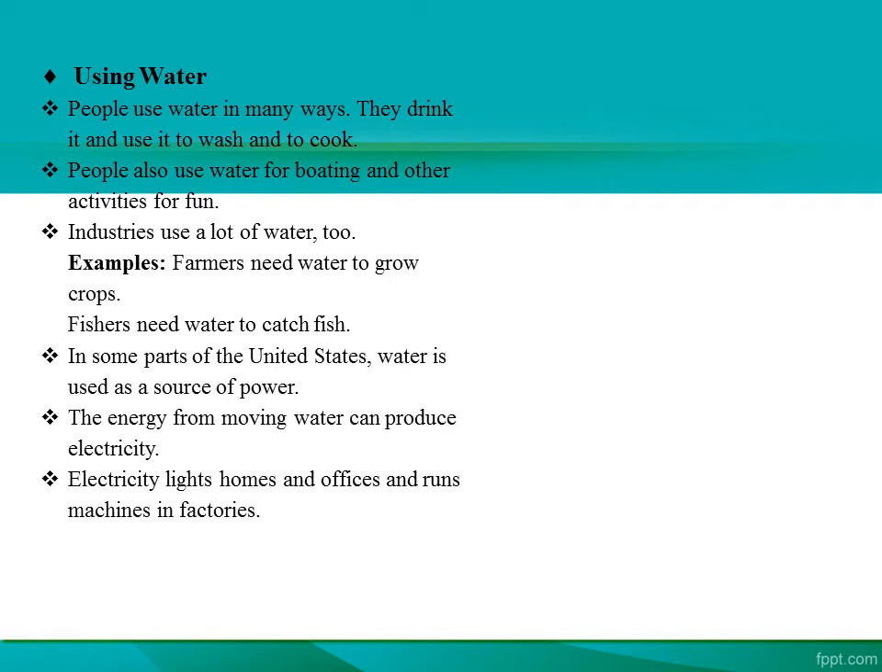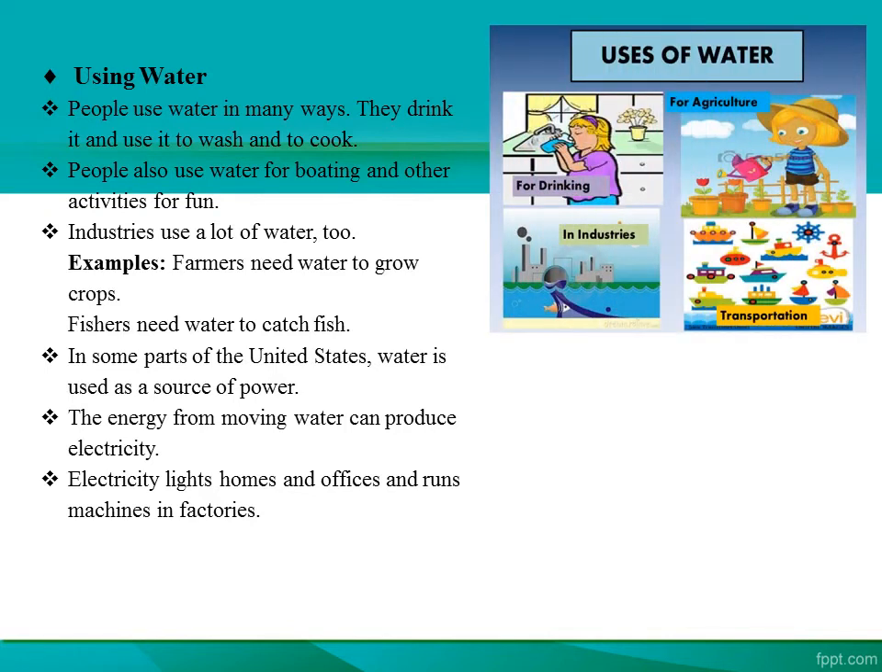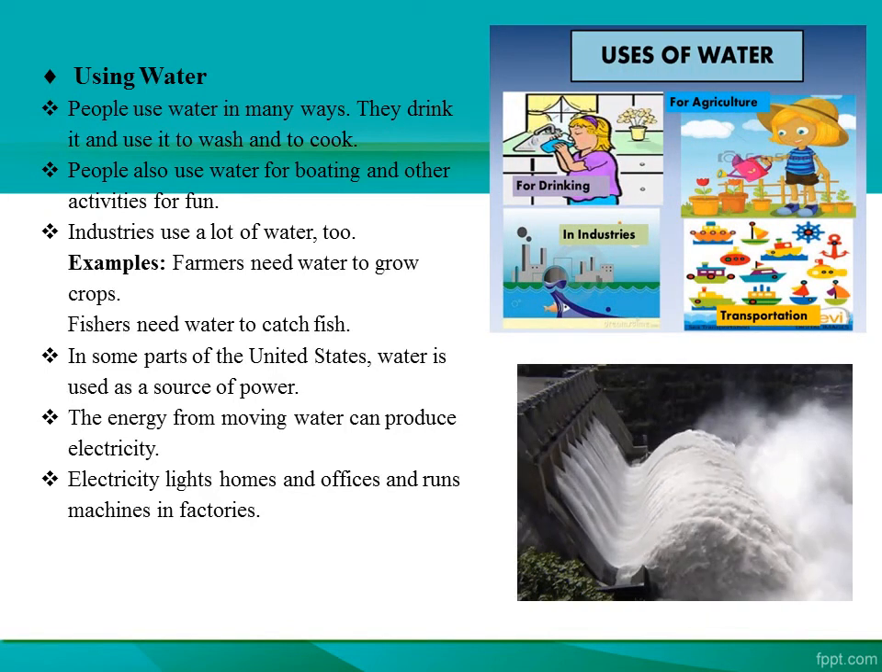For example, it takes about 7,000 gallons of water to make 1 ton of paper. That's the reason we should learn not to waste paper. Okay, look at the examples here. And in some parts of the United States, water is used as a source of power. The energy from moving water can produce electricity, and this electricity lights homes and offices and runs machines in factories.